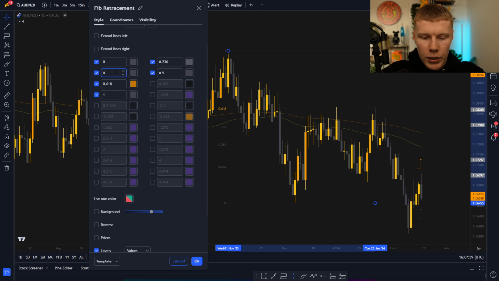You can't just go and put 0.435 and expect it to work. These levels are here for a reason. And I color mine the same apart from the 618. I put that in orange because the 618 is a very, very strong level. It's a lot more significant compared to the others.